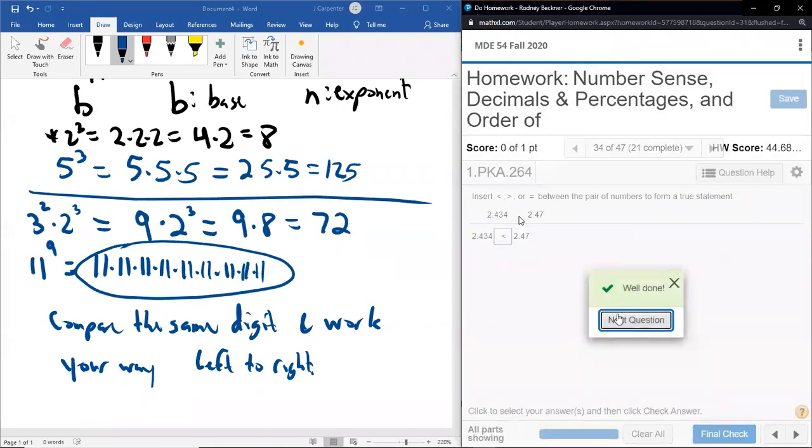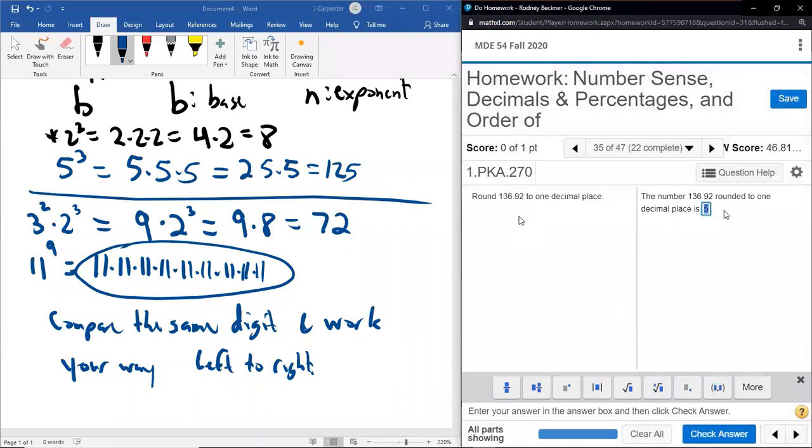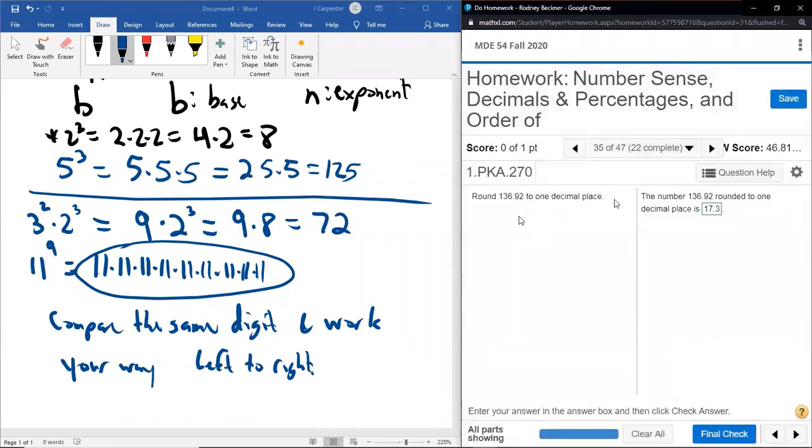Yes, it is. Remember, if you get a question wrong through all of your checks, you can hit similar example after or when this little wrong menu would pop up. So let's do this one wrong. I don't care what that says. The answer is 17.3. Okay, that was wrong. 136.